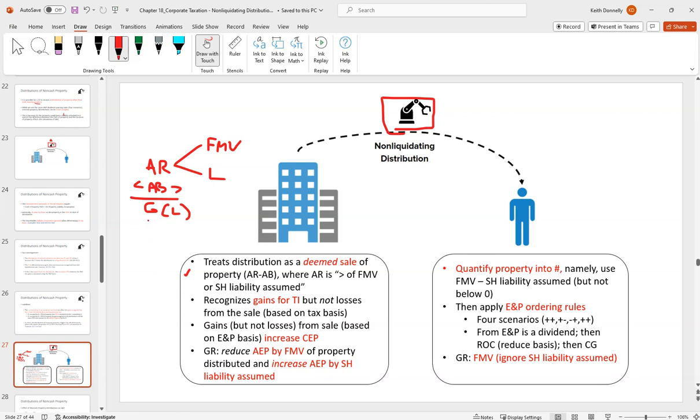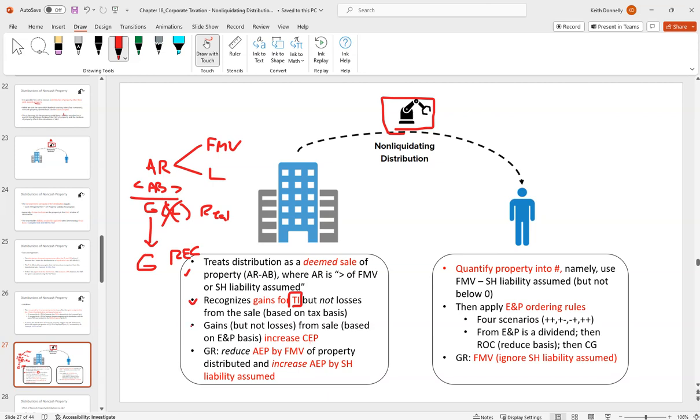In this way, there is a realized gain. However, you only recognize gains. In other words, you ignore any realized losses. So for taxable income, you're going to use your tax basis: amount realized minus adjusted basis, only recognize gains, ignore losses.